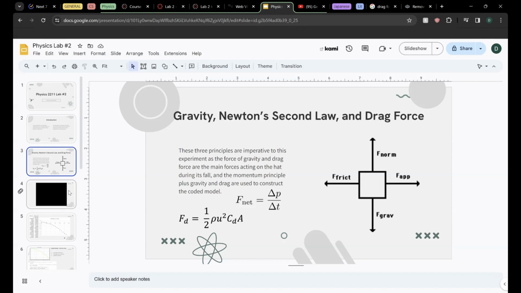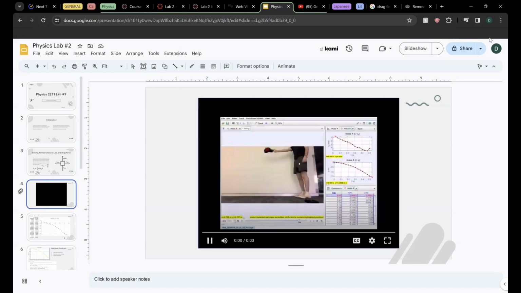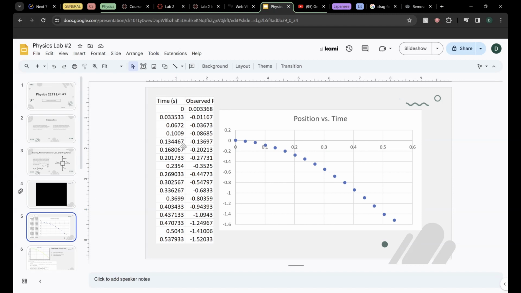So here's a video of the hat falling in Tracker. As you can see, Tracker produces data that we can then pull into an Excel spreadsheet, which I have right here. This is the time versus the observed position, and you can produce a graph based on this. As you can see, drag is included in this, obviously, because it's the observed position.